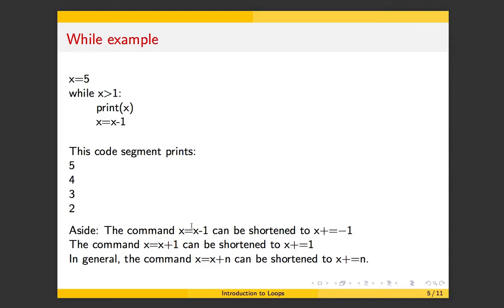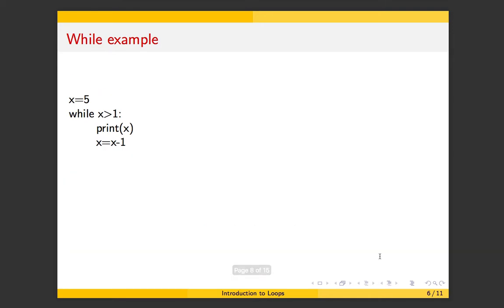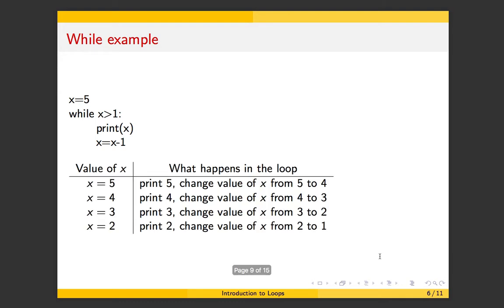Just as an aside here, this command x equals x minus 1, you can shorten it if you want to. X plus equal negative 1 just peels 1 off of x. Similarly, x equals x plus 1 can be shortened to x plus equal 1. If you like, you don't have to. In general, if you want to add 3 to x, you can just write x plus equal 3. Okay, so when you're first dealing with loops, if I were you, you don't have to do this, but I would draw a little table that maps out what the loop is doing at every single step.